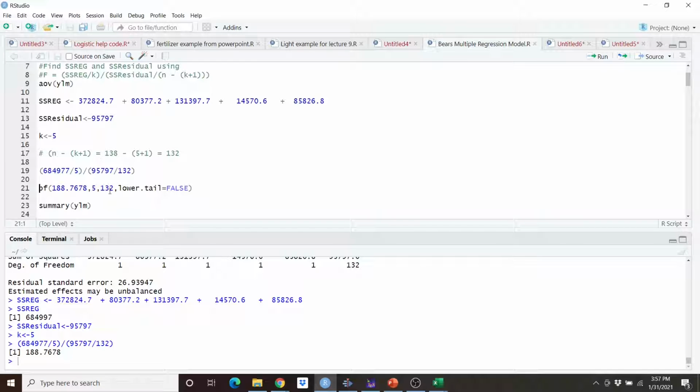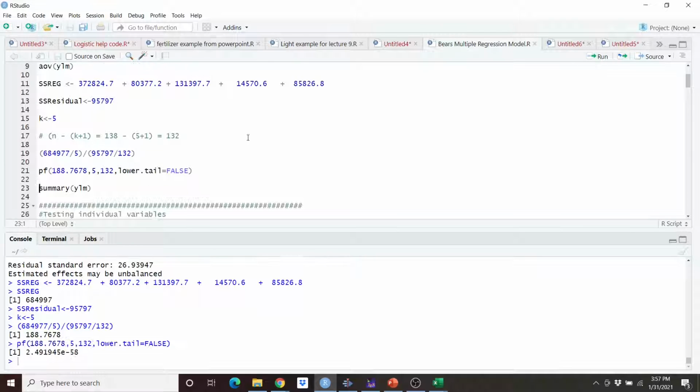Now, if I want to do a global F-test here, notice I've got my F value, my regression degrees of freedom, my error degrees of freedom, and lower tail is false. What we get here is 2.491945e-58. That's a really small p-value.